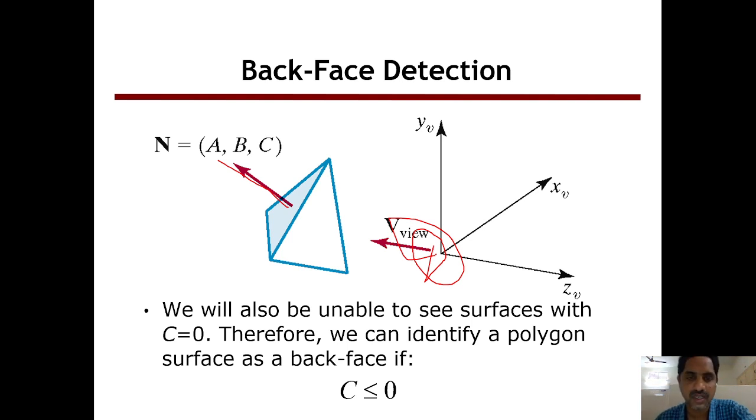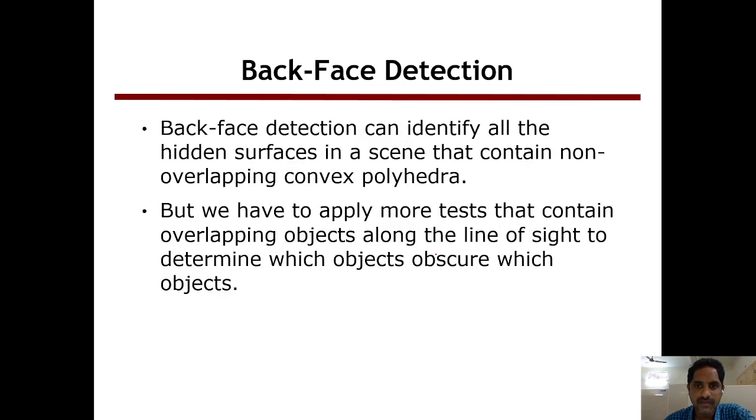Already we discussed what the back faces are and how we can identify the back face directions. Back face detection can identify all the hidden surfaces in a scene that contain non-overlapping convex polyhedra. But we have to apply more tests for scenes that contain overlapping objects along the line of sight, to determine which objects obscure which other objects. So in back face detection, we can identify the hidden surfaces, that is, the back sides of the surfaces. Here there is no overlapping of the convex polyhedra, but we have to apply more tests for overlapping objects along the line of sight.